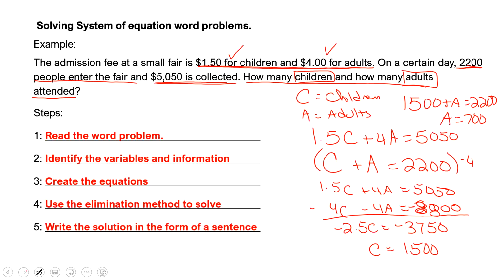The last step we always want to work with is to write the answer in a sentence. So that would be, there were 700 adults and 1500 children that went to the fair. Does that make sense? Everybody see that? Those are the steps we're going to follow. I'm going to do one more example as we work through it. So you're always going to follow those steps, okay?